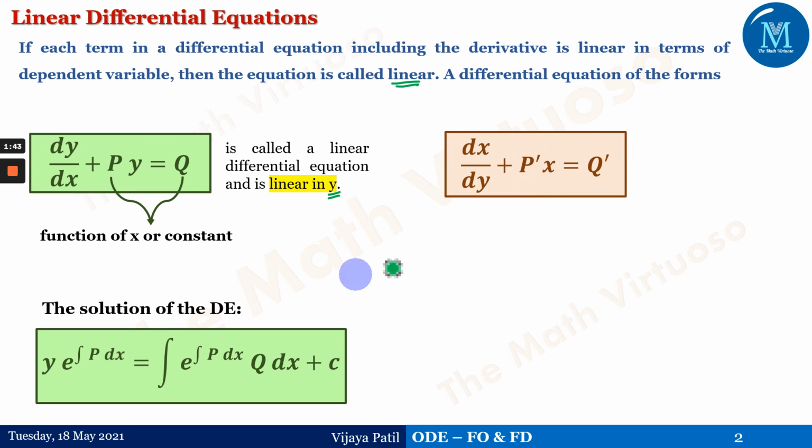What the other form says is dx upon dy. So if you observe, dx upon dy plus p dash x is equal to q dash, wherein p dash and q dash are the functions of y or constants. So p dash and q dash might be a function of y or might be a constant. I am purposely giving both the things here in front of your eyes so that you can easily compare how and when we can say that these are linear differential equations.